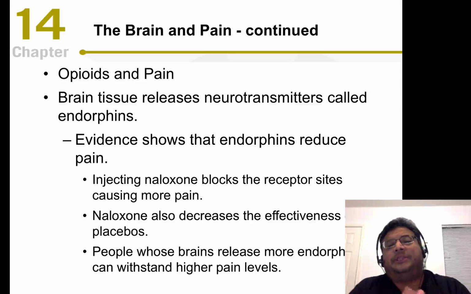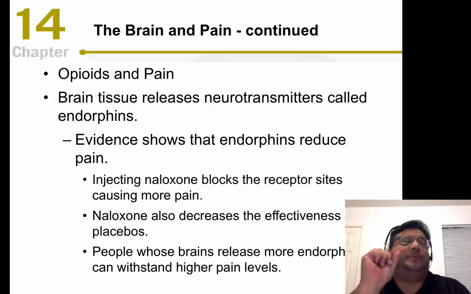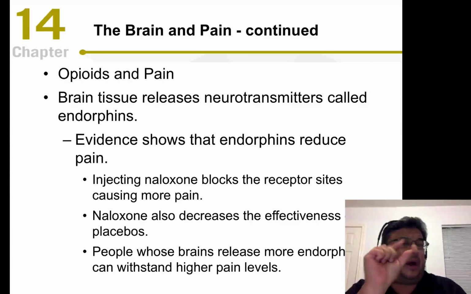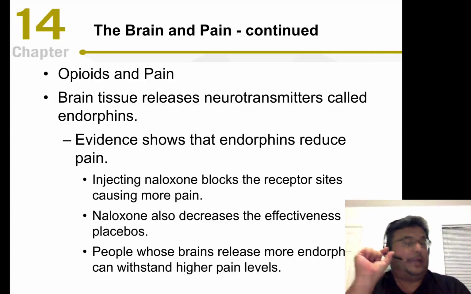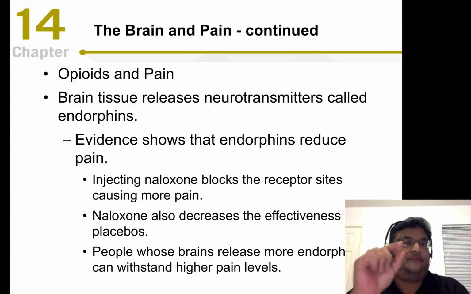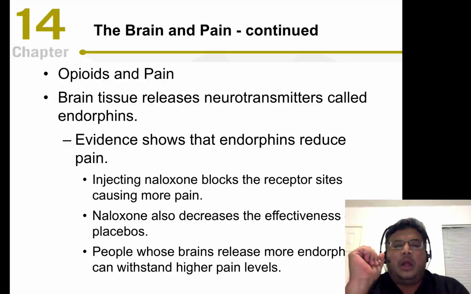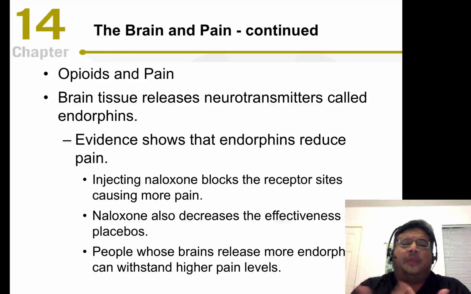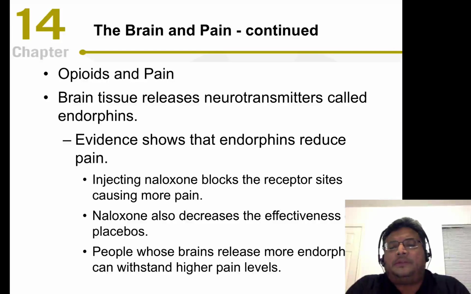Naloxone also decreases the effectiveness of placebos. So if I trick you with a placebo and say this is a very powerful opioid, and you take it and you experience pain relief, I can block that pain relief with naloxone, which suggests that that placebo effect is maybe due to the release of endorphins. We're also able to measure endorphin levels in living people, and people that release more endorphins can withstand higher pain levels.